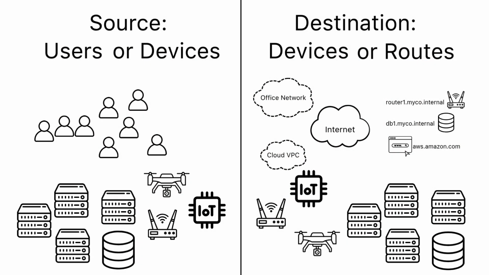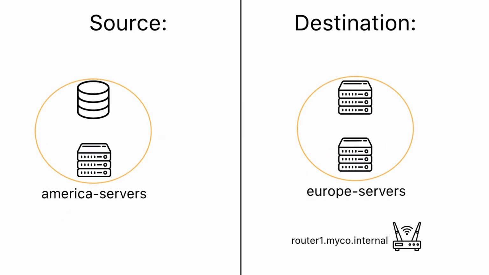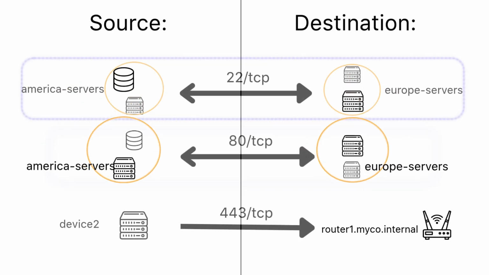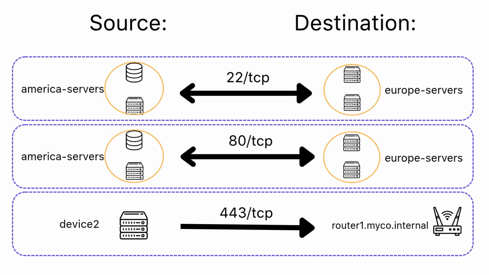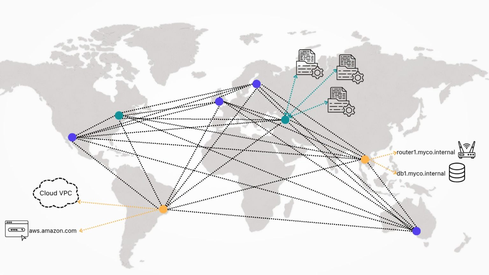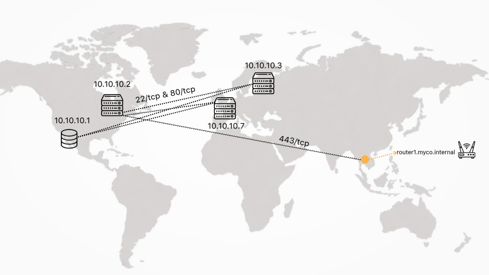Let's try one more, this time with devices. Here, we have 2 groups of devices in the Americas and in Europe, plus a single route to a router. We've created 3 policies, giving the servers in America and Europe access to each other over ports 22 and 80. We've also given one of the servers in the Americas access to the router. Back in our graph, we can see that the servers can now access each other, and that only device 2 has access to the router.